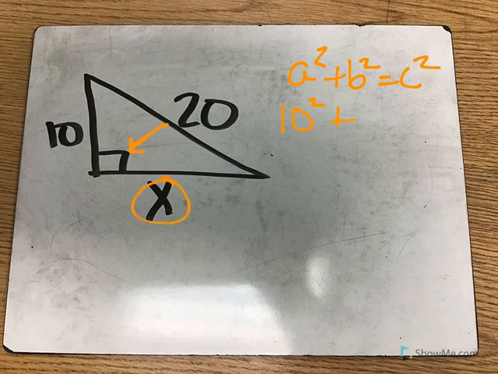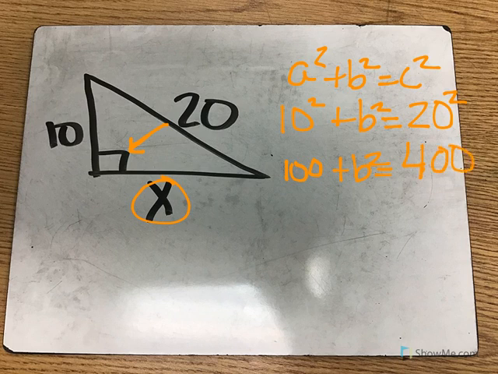I don't know my B. And again, we could make this here B and this here A, but again, I made X my B squared equals 20 squared, because it's my hypotenuse, the leg that does not touch the right angle. So I'm going to square each of these, so it's 100 plus B squared, and leave it like that because I don't know what B is, and 20 squared is 400.